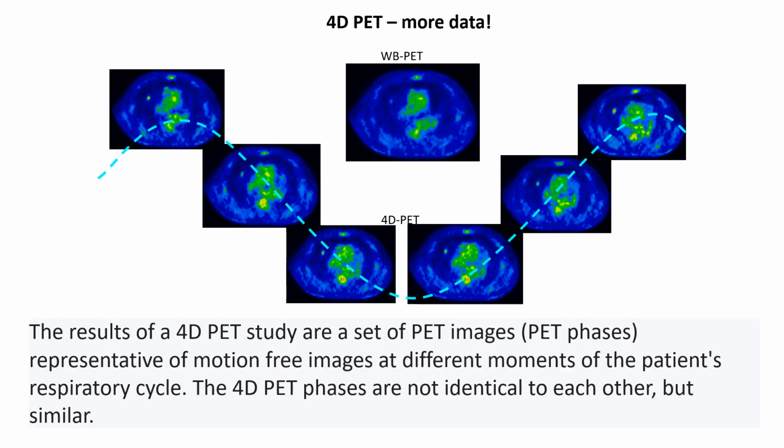The results of a 4D PET study are a set of PET images or PET phases representative of motion-free images at different moments of the patient's respiratory cycle. The 4D PET phases are not identical to each other but similar.